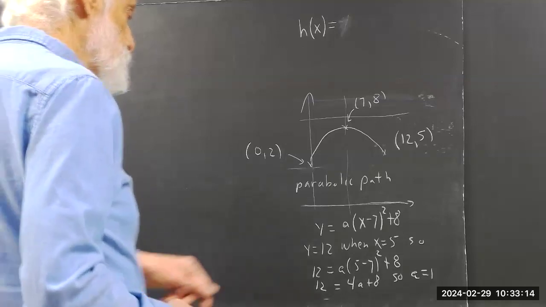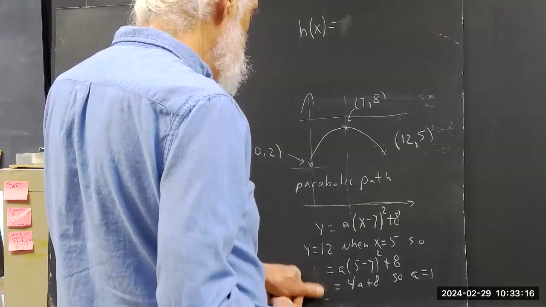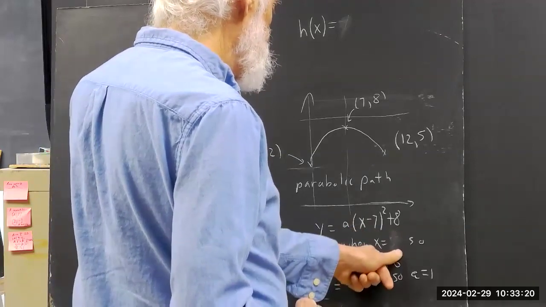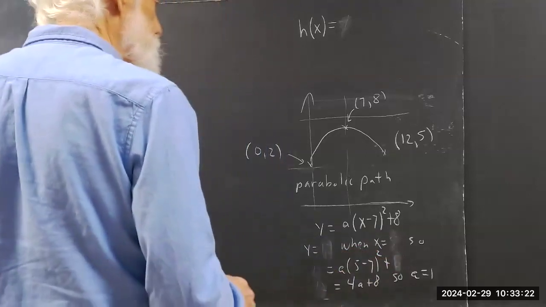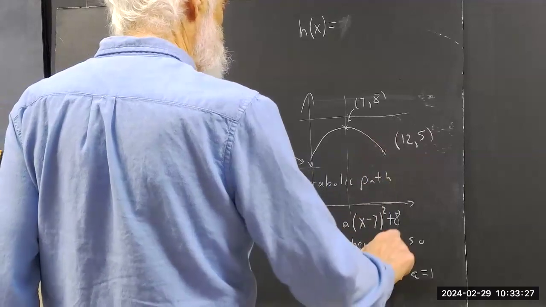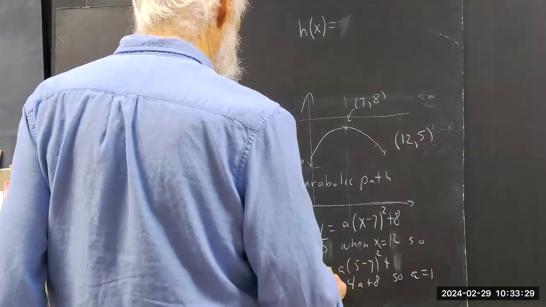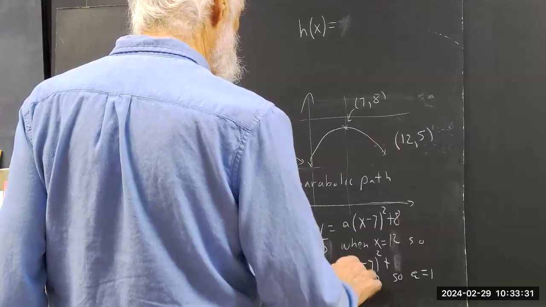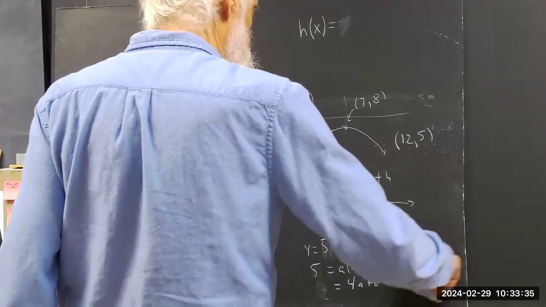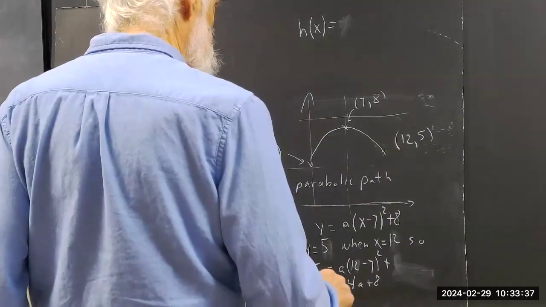Oh, the problem is with my numbers. Don't do this like I did. Y wasn't equal to 12 here. Y was equal to 5 when x equals 12. Okay, so this is much better.